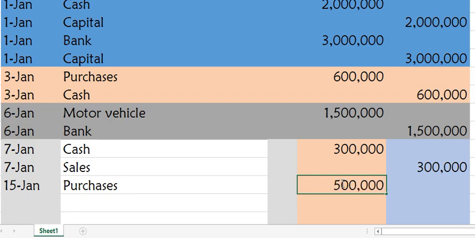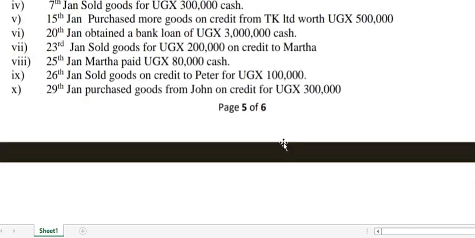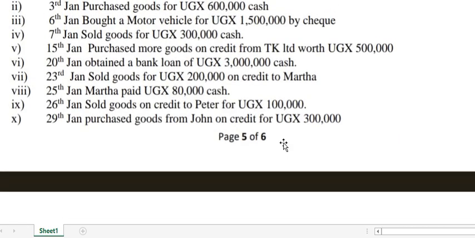However, this time round, the purchases are increasing, but we have not paid for the goods. They have made it clear that the goods were purchased on credit. So this is a credit purchase, and this credit purchase gives rise to the recognition of TK Limited. TK Limited is a creditor to the business.